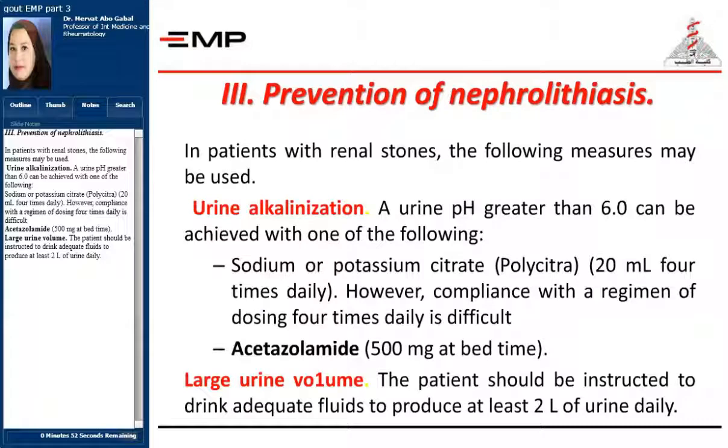These, together with prevention of nephrolithiasis by either alkalinization of urine, by use of sodium or potassium citrate or acetazolamide, and by large volume urine, at least 2 liters per day.